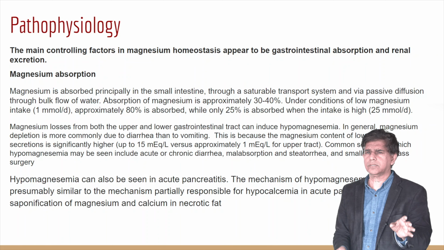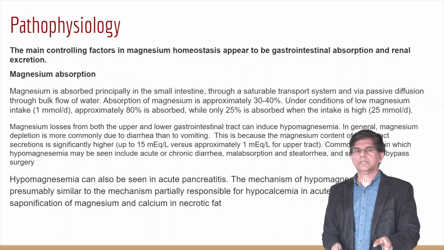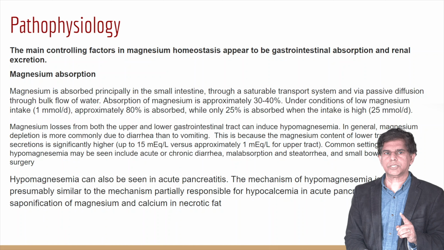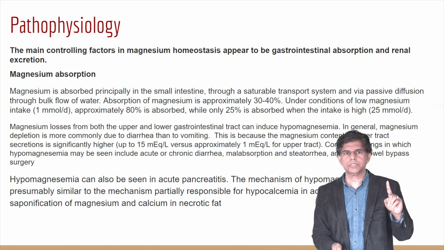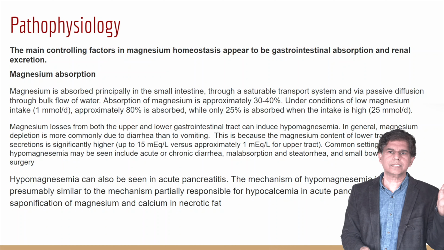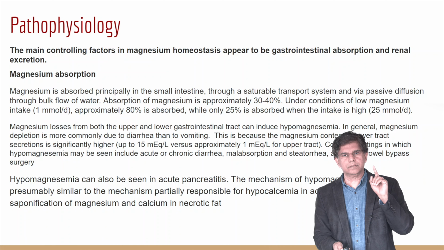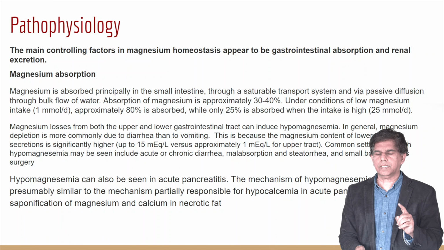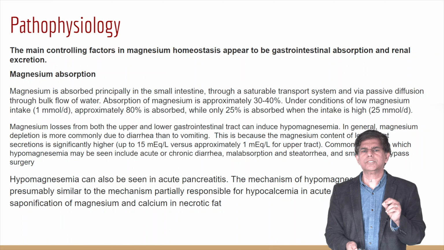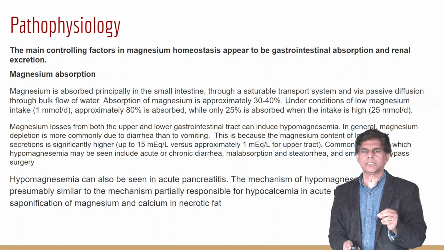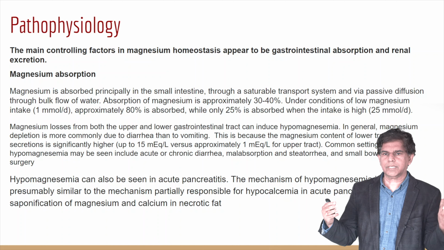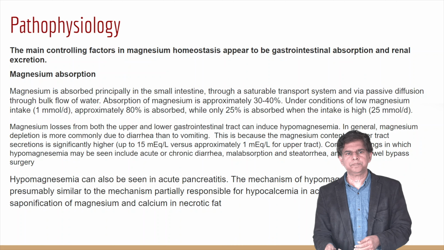Okay, now let's look at the pathophysiology of magnesium homeostasis. Where does magnesium get absorbed? The small intestine, okay? Magnesium losses can occur from both the upper and lower gastrointestinal tract. That's why, as we said earlier, with diarrhea and vomiting, magnesium can go down, and hypomagnesemia is very common. It's also seen in acute pancreatitis. What happens is that calcium and fat combine together. That's going to contribute to hypomagnesemia.